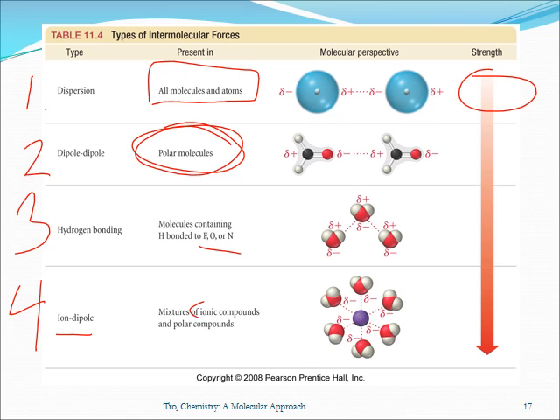Typically, you're going to have a mix of ionic compounds and polar compounds. Usually think of water when you're talking about polar molecules, but it could be other things too. It doesn't have to be.